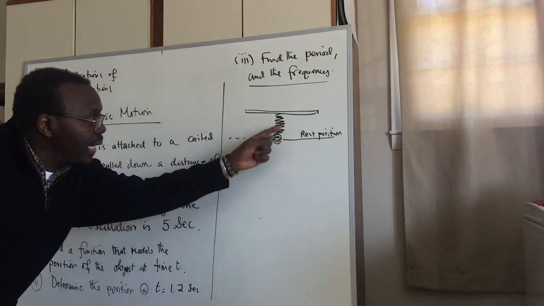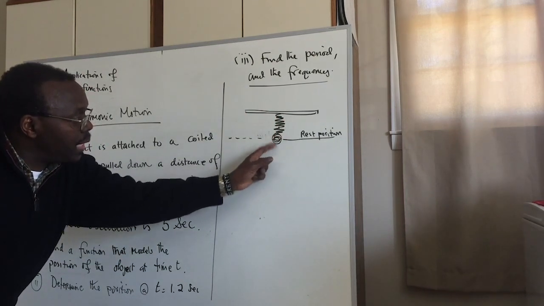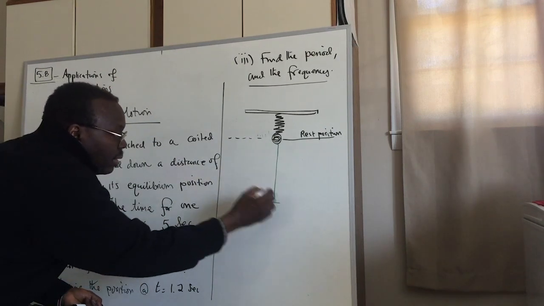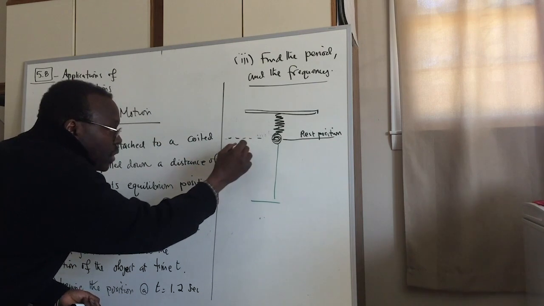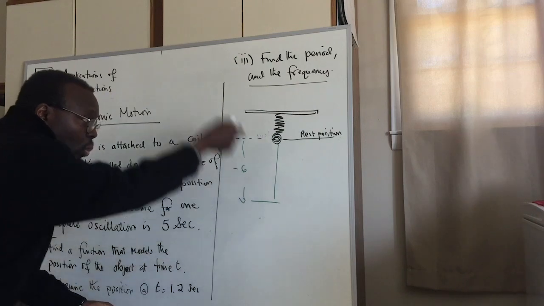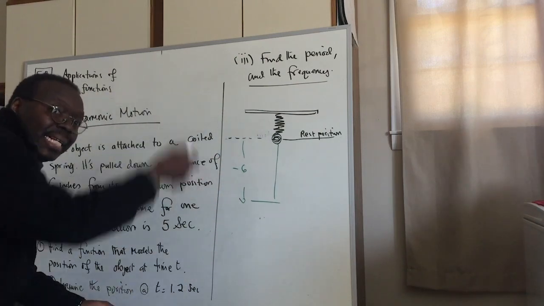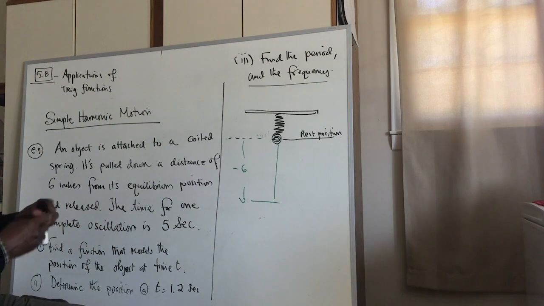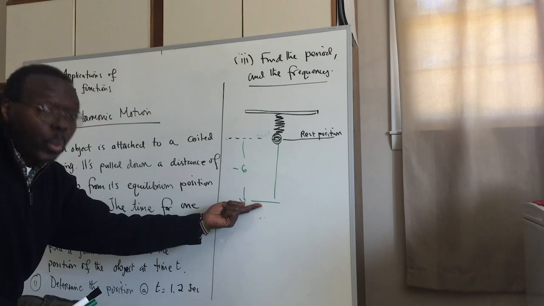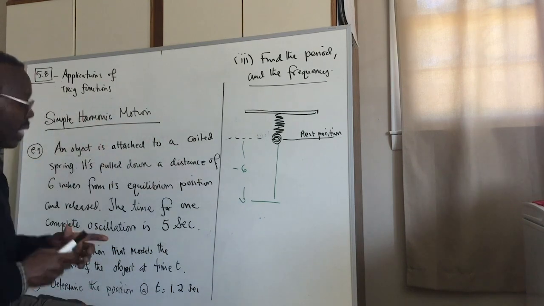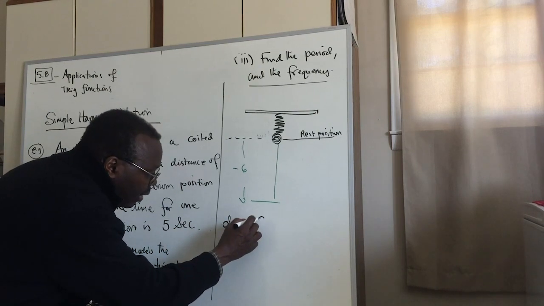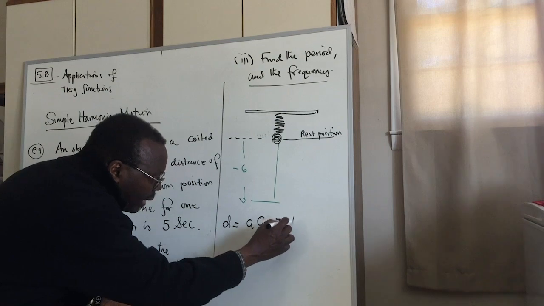This is the diagram here. This is the spring, this is the object. It's pulled down 6 inches. It's somewhere here, so this is 6, and this is the rest position. That means this must be -6. It's pulled down here and then released, so it will start swinging up and down. Since the swinging starts at the highest point or the lowest point, we use the first equation, d = a cosine omega t.